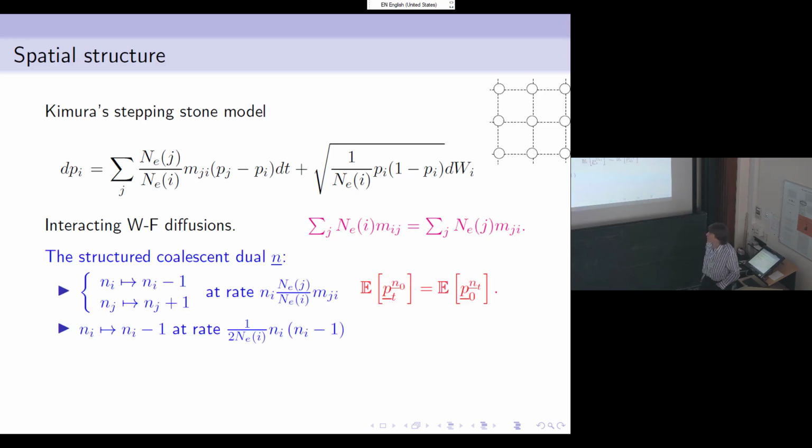And we saw that dual to that, so what was our consistent backwards in time model? Well, our consistent backwards in time model was the structured coalescent.